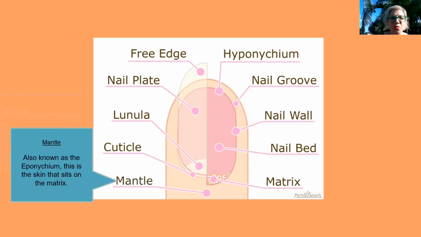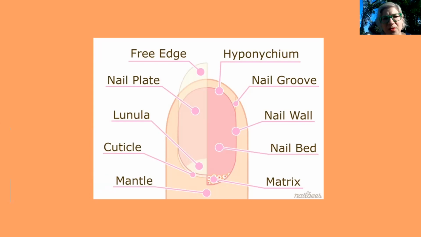Finally, we have the mantle, which is also known as the eponychium, okay? This is the skin that covers the matrix down here, right next to your cuticle. So it's right here. A lot of people confuse the cuticle and the eponychium or mantle, but really the eponychium or mantle is the skin part, and the cuticle is the dead skin that kind of grows over the nail.